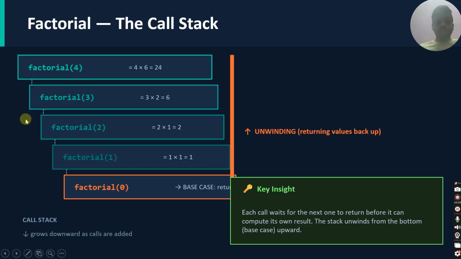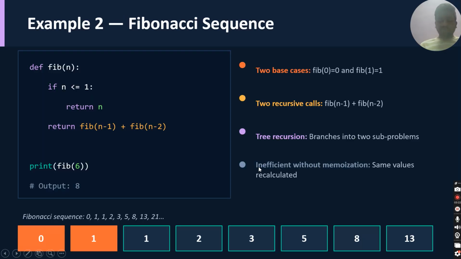Like this, it goes from factorial 0 and uses the value of factorial 0 in factorial 1, and uses the value of factorial 1 in factorial 2, and uses the value of factorial 2 in factorial 3. The same goes for factorial 4 also. The unwinding goes upwards, returning values back up.